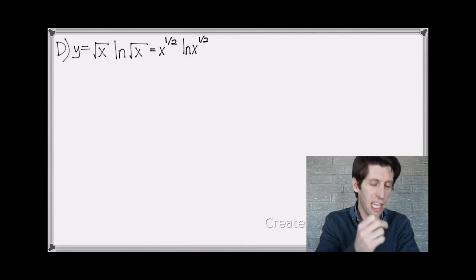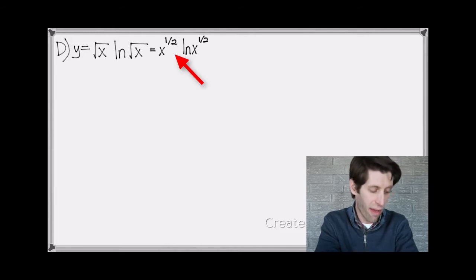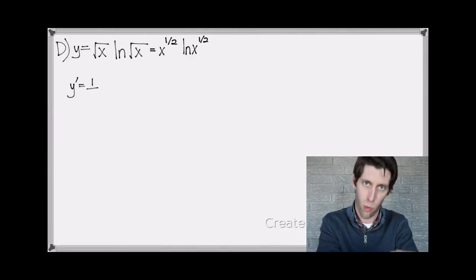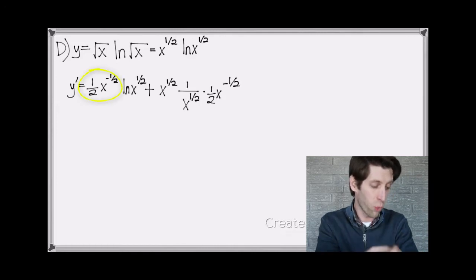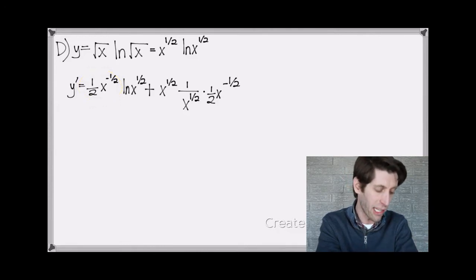You'll notice that the very last operation that would take place here is the multiplication between the x to the 1/2 power and ln of x to the 1/2 power. As a result, the product rule is the first rule that we have to apply here when we do our differentiation. So once we do that, we get the derivative of the first quantity. In other words, the derivative of x to the 1/2, which is 1/2 x to the minus 1/2 power, times the second quantity all by itself.